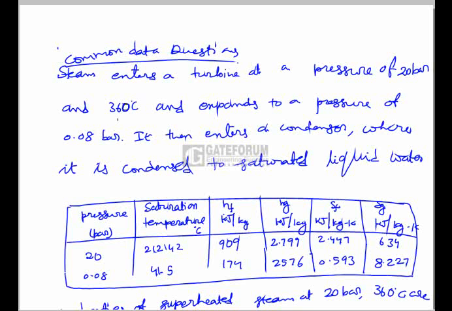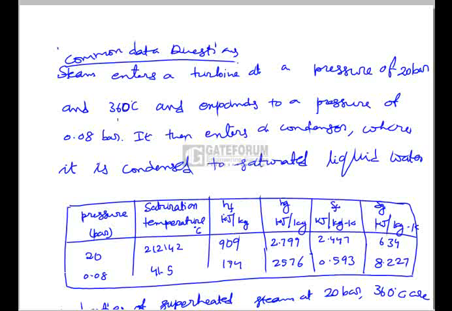Steam enters a turbine at a pressure of 20 bar and 360 degrees centigrade and expands to a pressure of 0.08 bar. It then enters a condenser where it is condensed to a saturated liquid water. So here the table gives the properties of water and steam at the saturated levels.